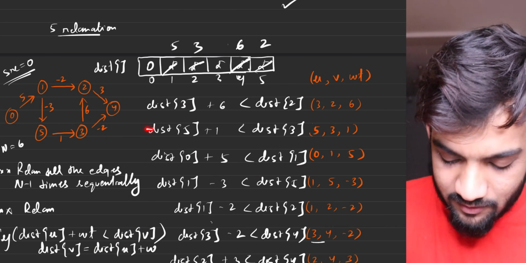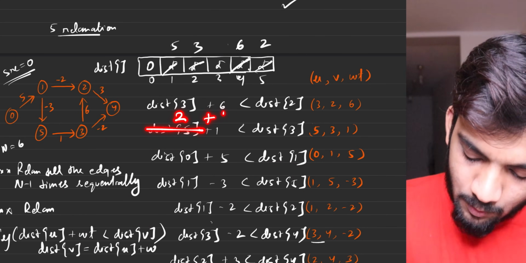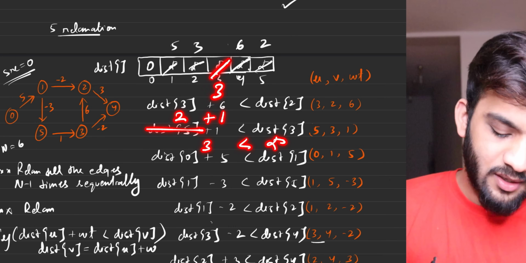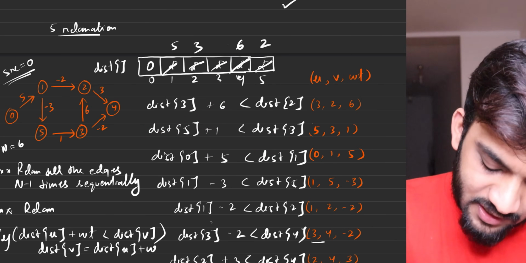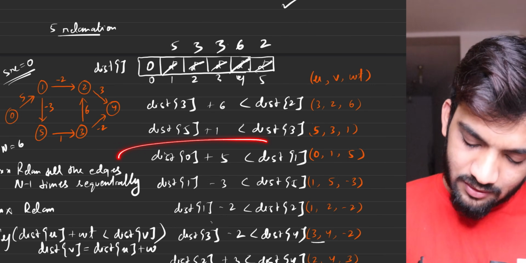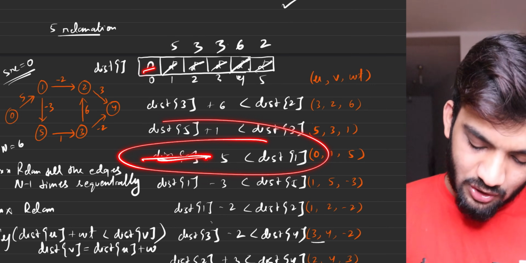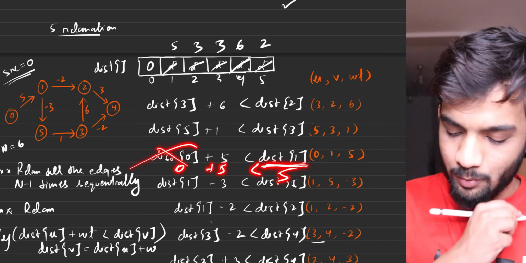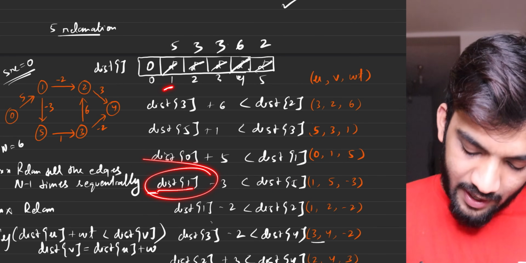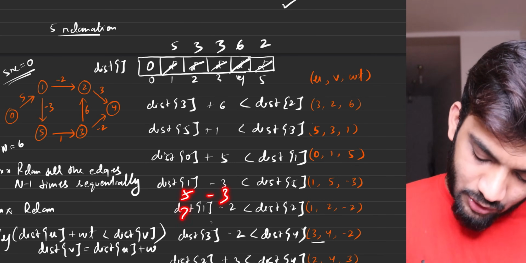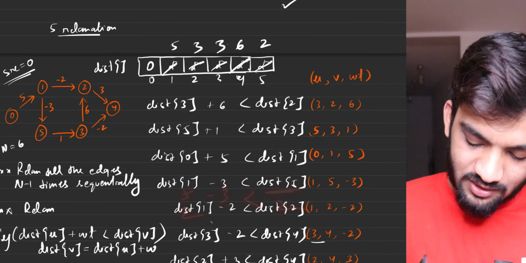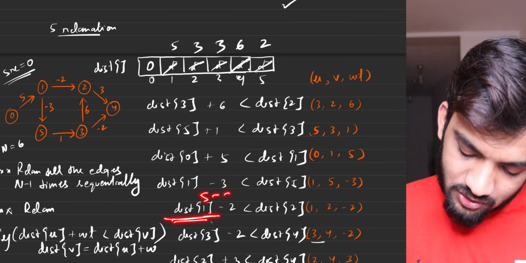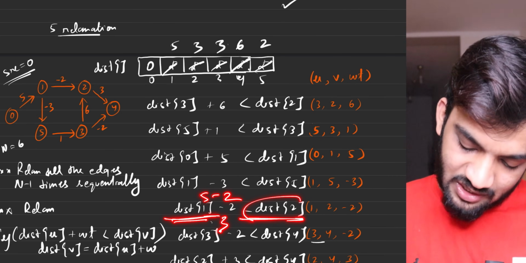So what is 5's value? 2 plus 1, which is 3, lesser than infinity. So this will go as 3. So go across and update 3 as 3. Perfect. Next one, this one. What's the value of 0? 0. So 0 plus 5 lesser than 1? That's still 5. Not to be done. What is 1? 5. 5 minus 3 is 2, which is not lesser, so not to be done. Again, let's check this. What is 1? 5 minus 2, which is 3, which is still not lesser.